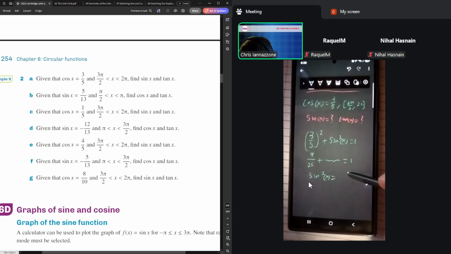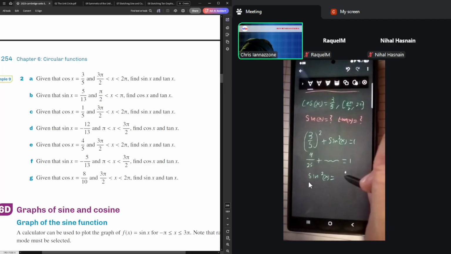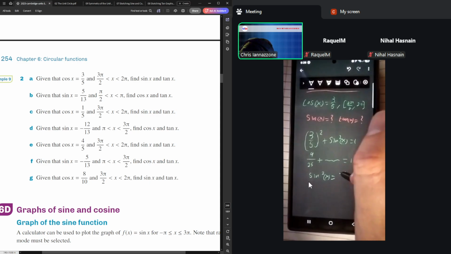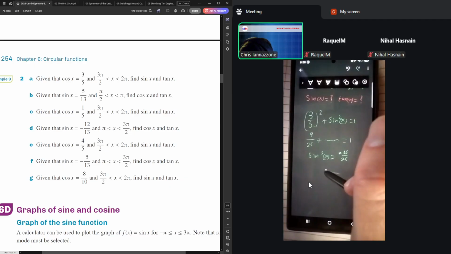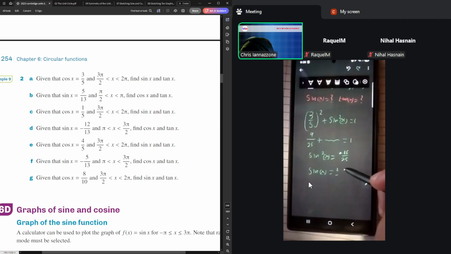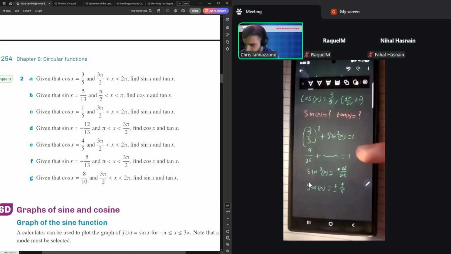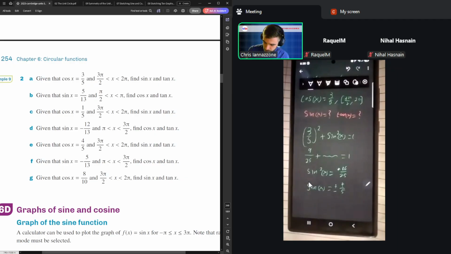equals, what's that, 25 minus 9. Math, hard. 25 minus 9, what's that, negative 16? No, positive. Square root, plus minus 4 on 5. Yeah, that gives us a bit of a weird result there, plus minus. Only one of those is going to be valid.